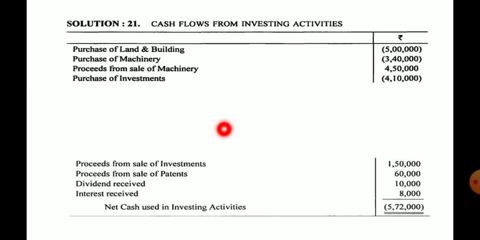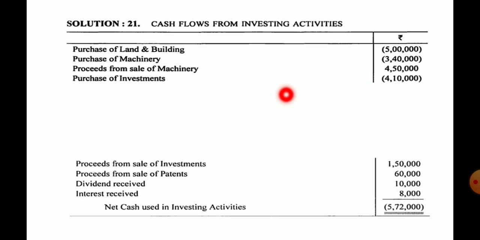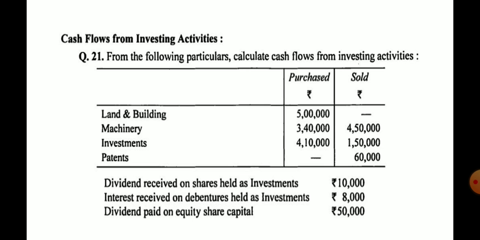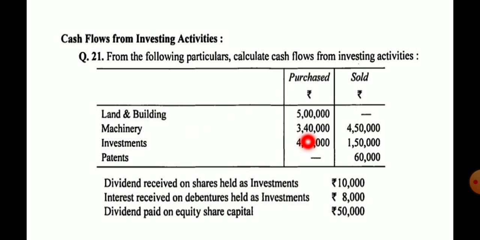So first of all, purchase of land and building. Check here, it will be a negative balance because from 0, if you less it, it is sold. Is it sold or not? It is not sold, so it will be a negative balance. Purchase of machinery, purchased at 3,40,000. Proceeds from sale of machinery 4,50,000, inflow. Purchase of investment 4,10,000, outflow.